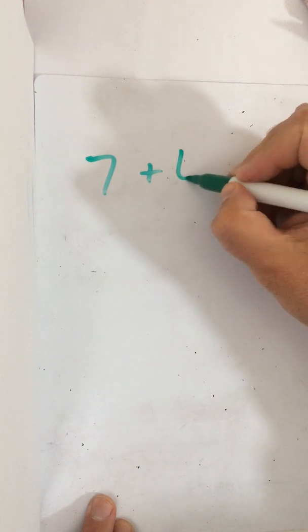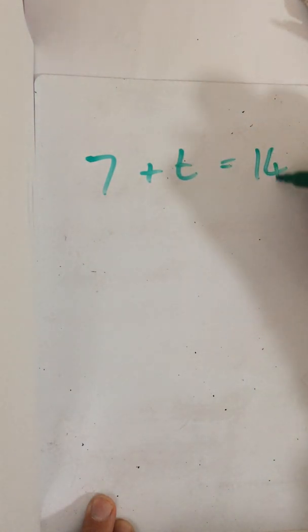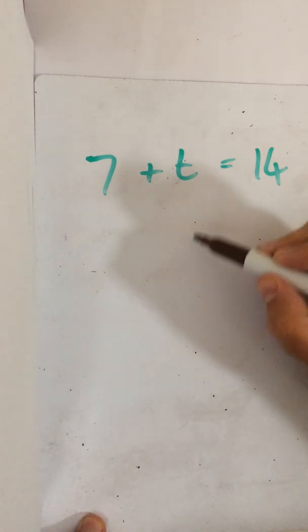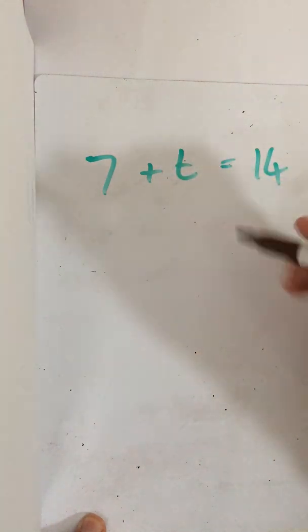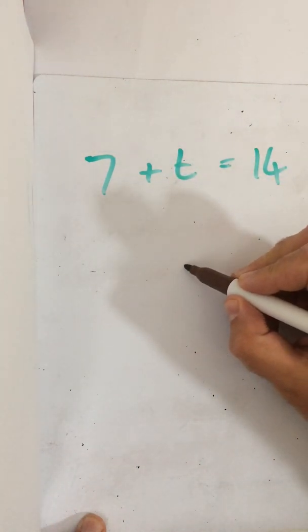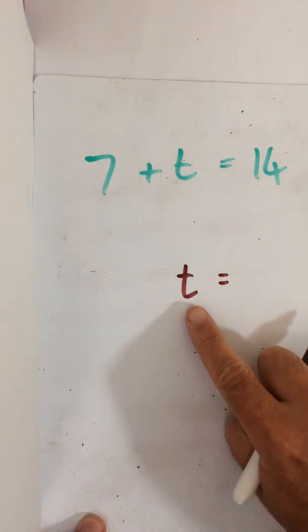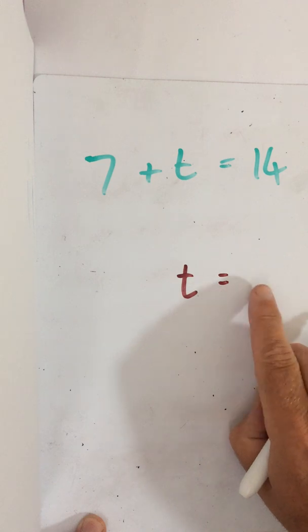plus t equals 14. Now the method I'm going to show you today is called the balance method, and as I say, you will be able to do most of these in your heads anyway, but please, when you come to do them in your books, use this method. Now with the balance method, we're going to do some calculations, and we need to be left with the letter just on one side of the equation, so we need to find t equals.